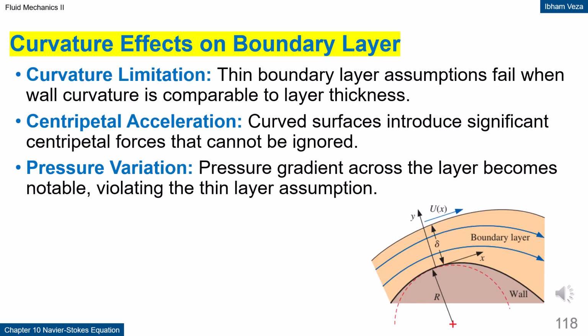Curvature effects on boundary layer thickness. The thin boundary layer assumption begins to fail when the wall curvature is of the same order as the boundary layer thickness. On curved surfaces, centripetal acceleration becomes significant and can no longer be neglected. This condition introduces a noticeable pressure gradient across the boundary layer. As a result, pressure is no longer constant across the layer, violating the basic boundary layer assumption. Therefore, this approximation must be used carefully for strongly curved geometries.